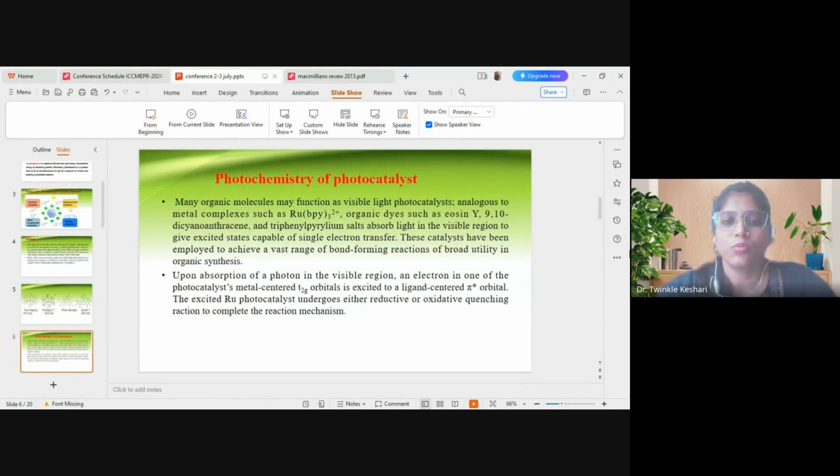What they actually do is, upon absorption of a photon in the visible region, an electron in one of the photocatalyst's metal-centered T2G orbitals is excited to a ligand-centered pi star orbital. The excited ruthenium photocatalyst, and here I am talking about ruthenium because the reaction which I have done is carried out using a ruthenium photocatalyst, undergoes either reductive or oxidative quenching to complete the reaction mechanism.